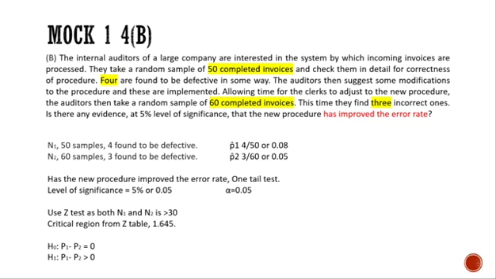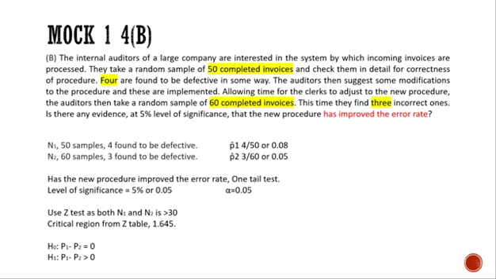The first question is Mod 1, question 4b. The internal auditors of a large company are interested in the system by which incoming invoices are processed. They take a random sample of 50 completed invoices and check them in detail for correctness of procedure. 4 are found to be defective in some way.